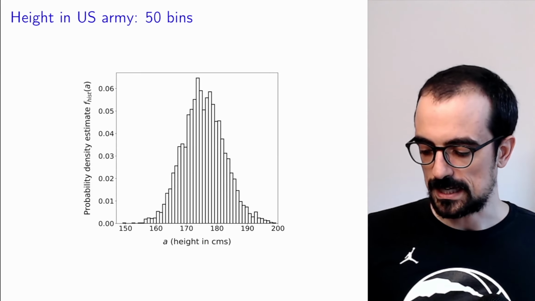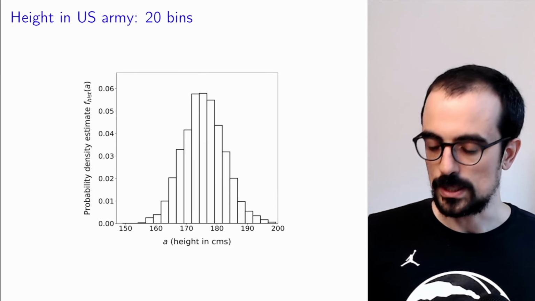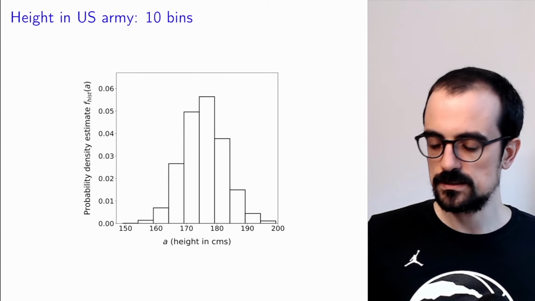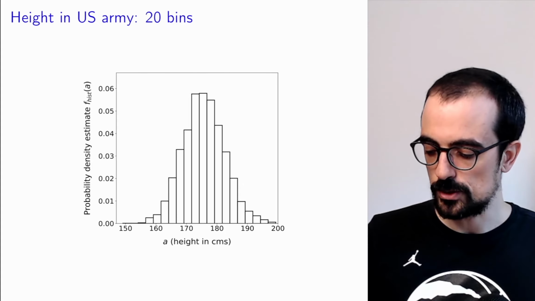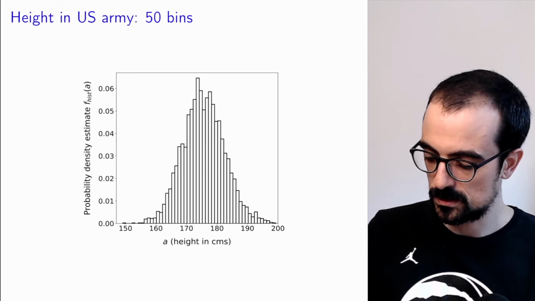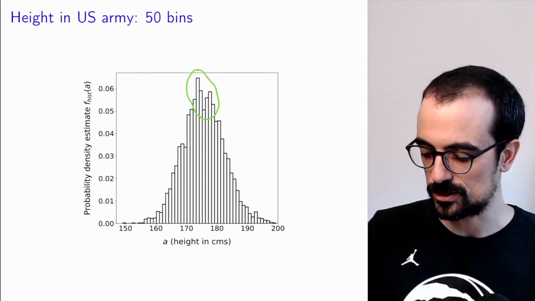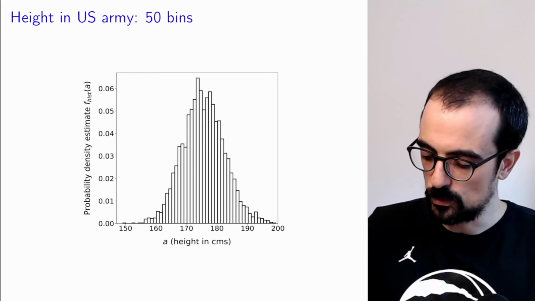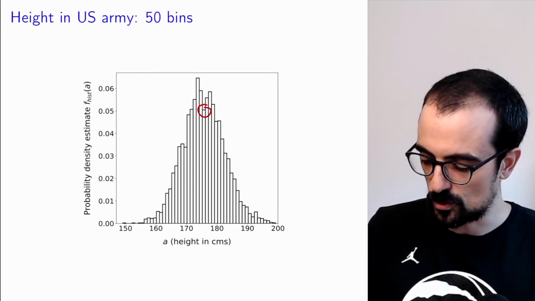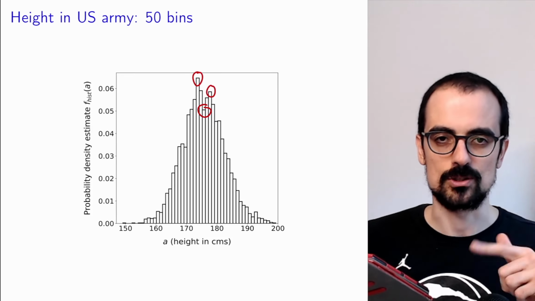Again, this is what happens for our data set for the US Army if we use 50 bins, 20 bins, and 10 bins. Realize that when we use fewer bins, we get some noise. And there's the eternal question: is this noise, or is this actual structure in the data? Here I would be willing to bet that this is noise. There's no reason why this is smaller than this and this. I don't think that's actual structure in the data.